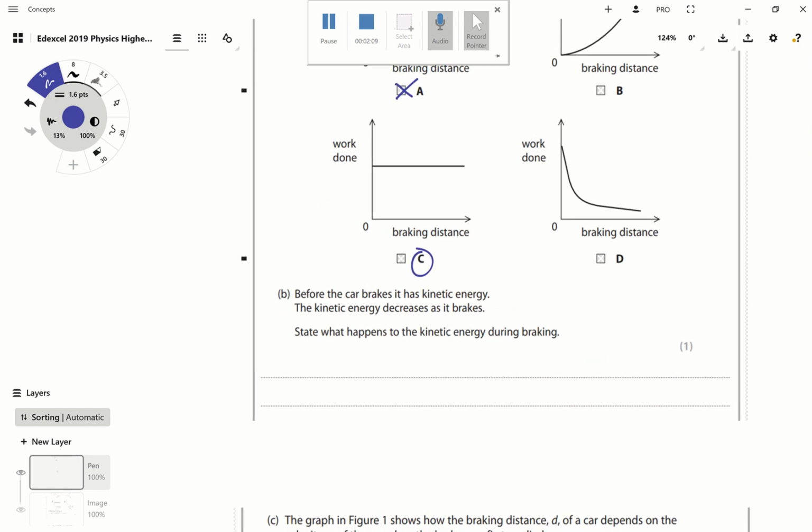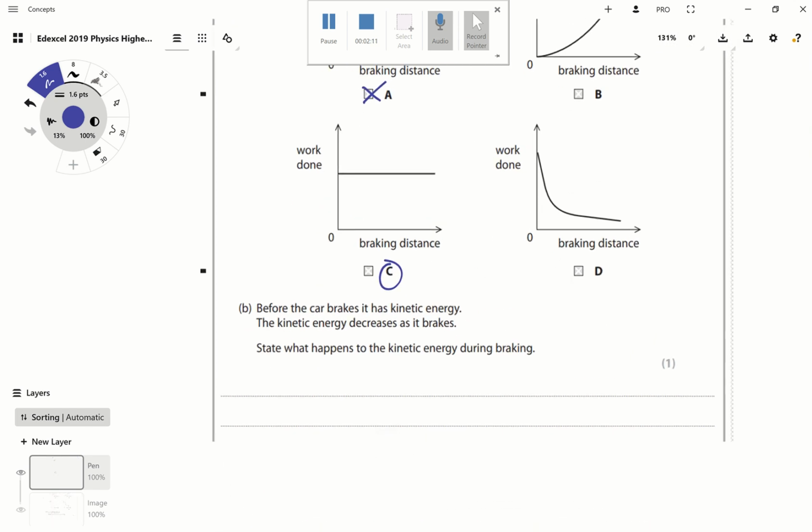The next one says we've got a car, it brakes and it has kinetic energy. Imagine a car applies the brakes, and let's say it's moving at 2 meters per second. When it applies the brakes, it's stopped, 0 meters per second. So the question is, where's that kinetic energy gone? We know KE equals half mv squared, and we could use that to calculate if we wanted, but that's not what the question's saying. It's saying, where has this kinetic energy gone?